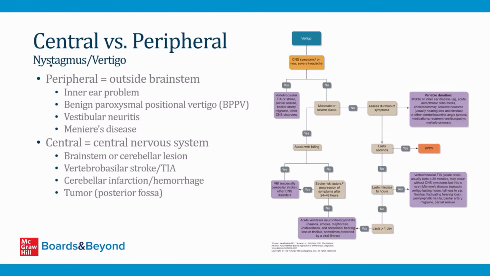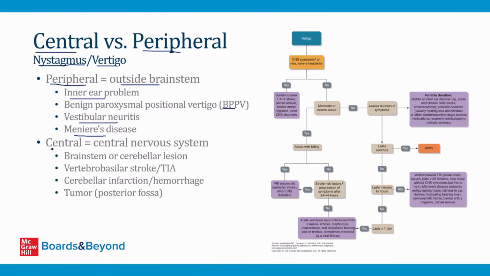So basically, nystagmus and also vertigo in general are differentiated into central causes and peripheral causes. A peripheral cause of vertigo or nystagmus is a cause outside the brainstem. So this is usually some type of inner ear problem. Some examples of this are BPPV, which we'll talk about shortly. That's where those otoliths are misaligned. Vestibular neuritis, which is inflammation of the vestibular nerve. And also Meniere's disease, where there's a problem with endolymph in the vestibular system.